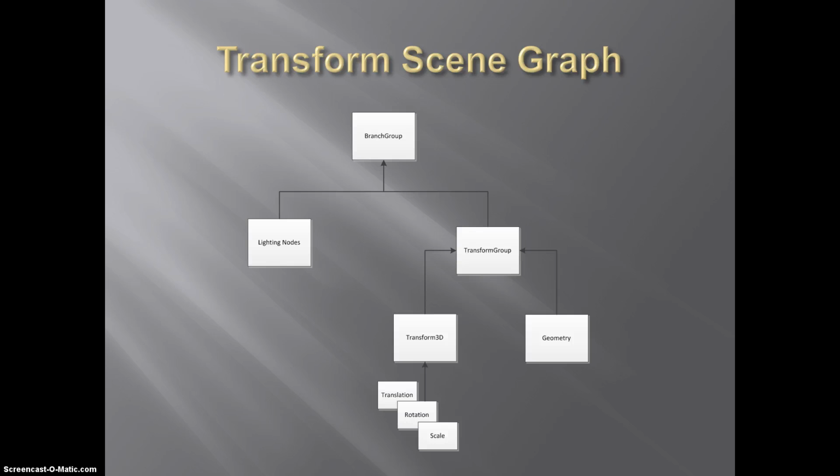Here's a representation of the transform scene graph hierarchy. As you can see, the geometry is no longer a direct child of the branch group, but rather the transform group.